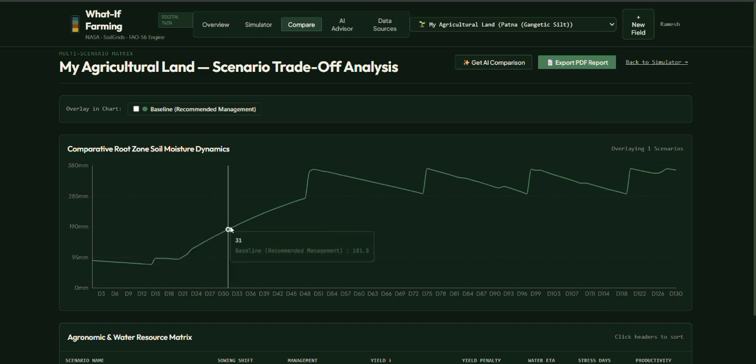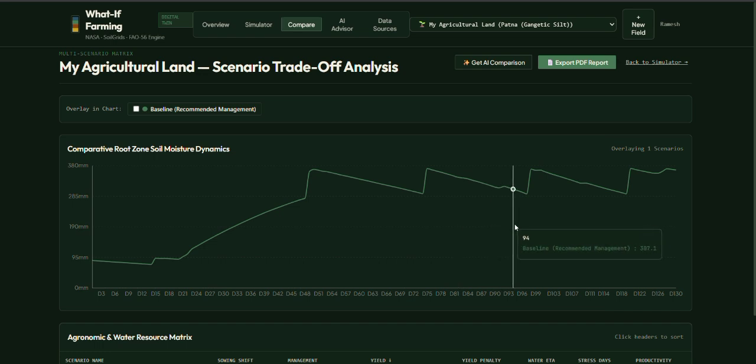Once you've tested a few what-ifs, you save them. And this is where you actually decide. Here are 4 saved scenarios, overlaid on one chart. My baseline, a 14-day delayed sowing, a fully rain-fed test, and a 25% irrigation deficit strategy.